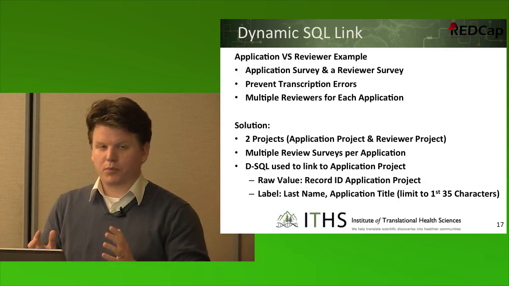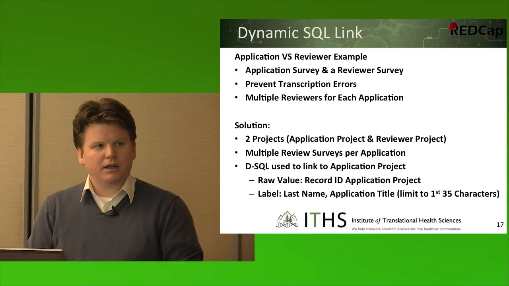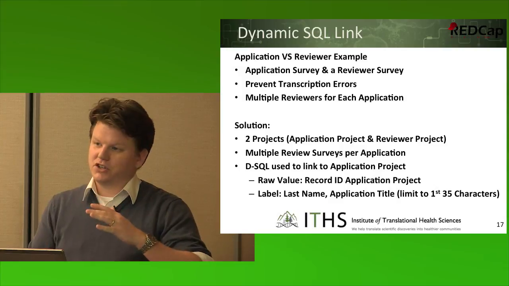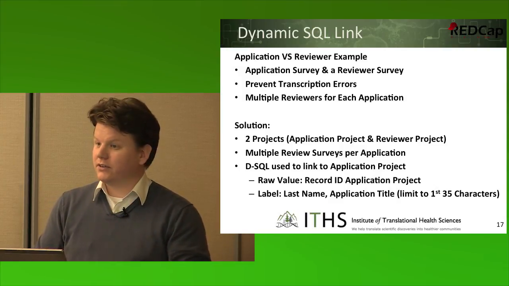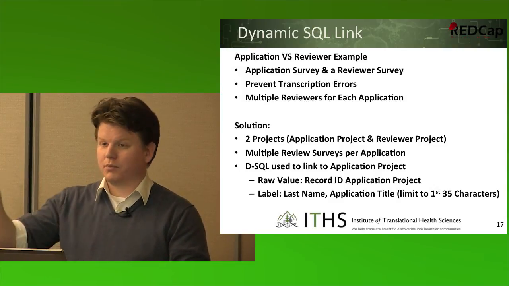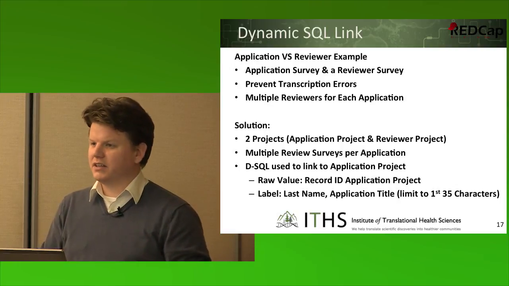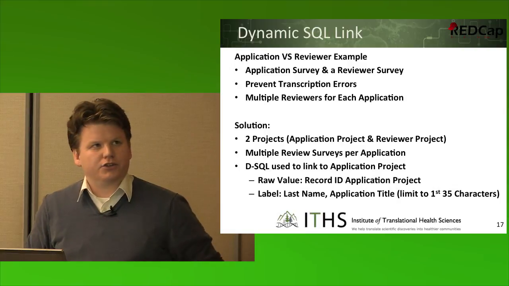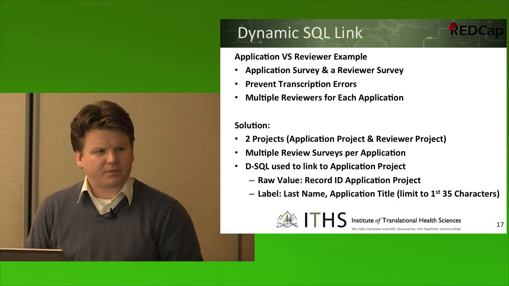In the reviewer project, in the survey itself, there was a drop down that said, okay, show me all the applications in the other project. So they could just select, okay, I want to review person number 3 that did this application. That's the one I'm reviewing right now. So it was a little bit handier to do than custom coding it in.